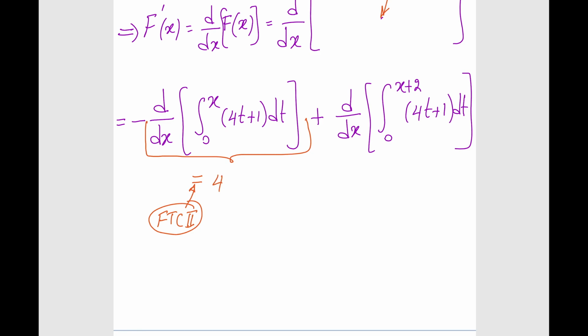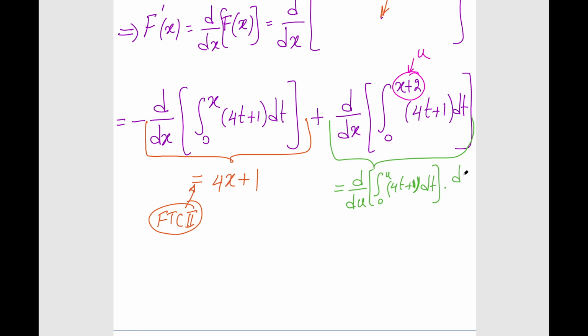And what does it mean? This means 4x plus 1. Agree with that? Evaluate this at x. This is 4x plus 1. All right. How about the other one? Well, here I don't have x. I have x plus 2, which is a function of x. So I can think about this as u and treat it as in the previous problem. Correct? So what I get here is I'm differentiating with respect to u the integral from 0 to u of 4t plus 1 dt, times the derivative of u with respect to x.